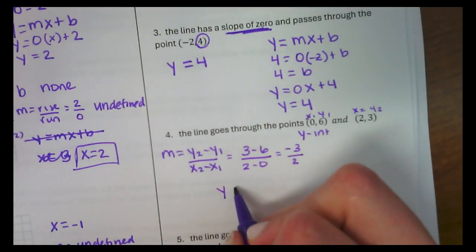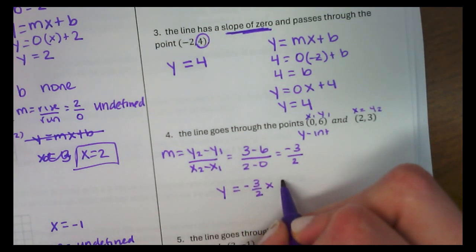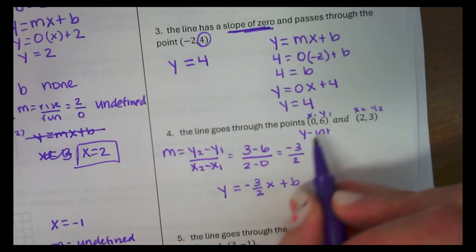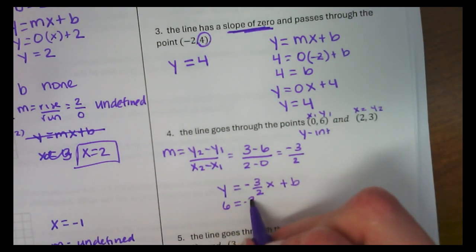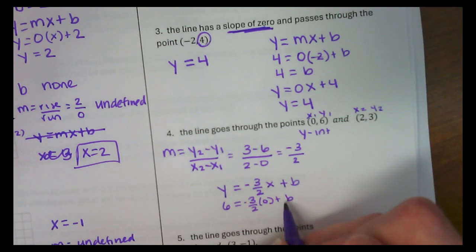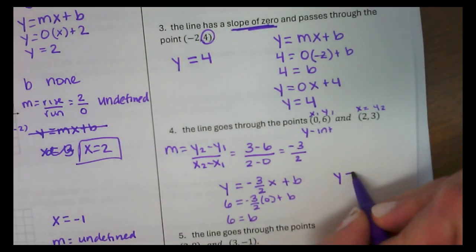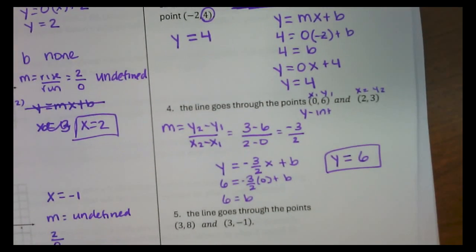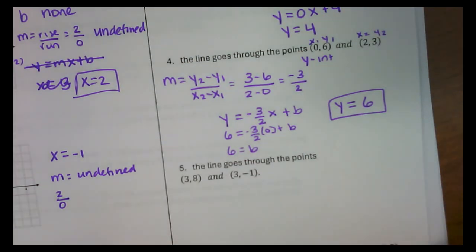When I go to plug this in, I'm going to have y equals mx plus b. If I didn't realize that was the y-intercept, I could plug in a 0 for x and a 6 for y. And I would get this to cancel out, so 6 is b. So y equals 6 is going to be my problem, or my equation, sorry.